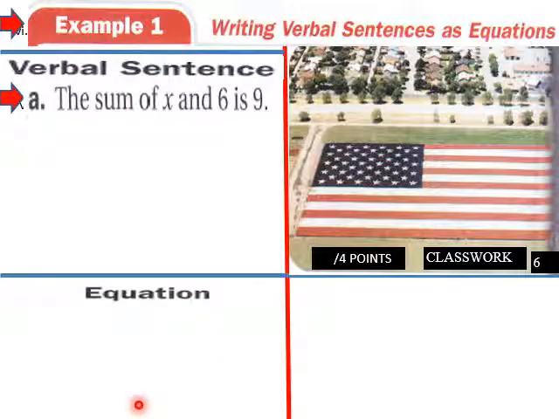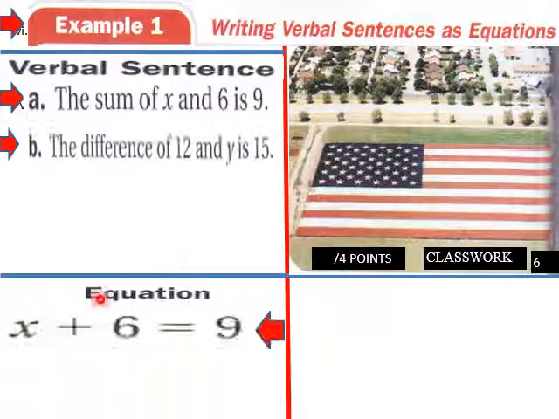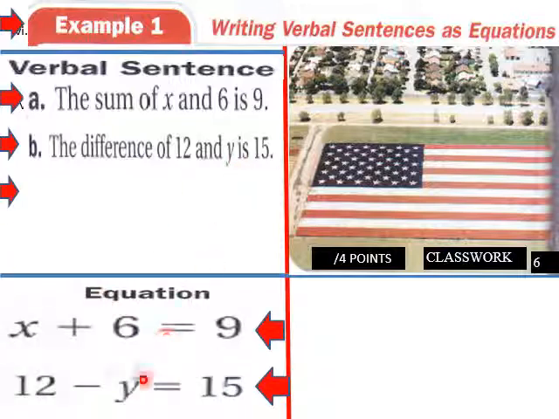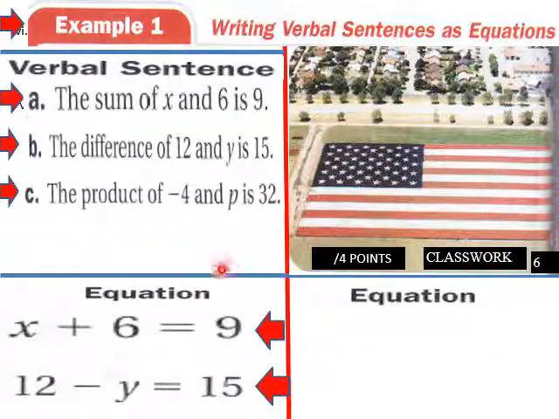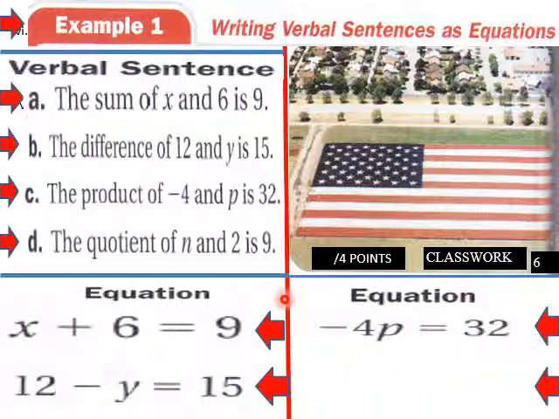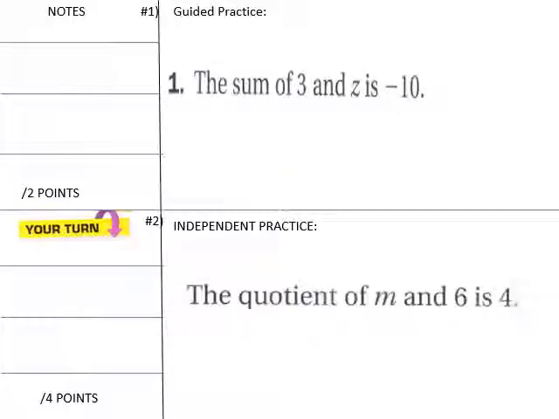Okay, example 1, writing verbal sentences as equations. Here's a verbal sentence here. How would you write that as an equation? x plus 6 equals 9. And then the difference of 12 and y is 15. So this is what it would look like as the equation. And then for C, the product of negative 4 and p is 32. What would that look like? It would be negative 4p equals 32. And then the quotient of n and 2 is 9. What would that look like? It would look like n over 2 equals 9.